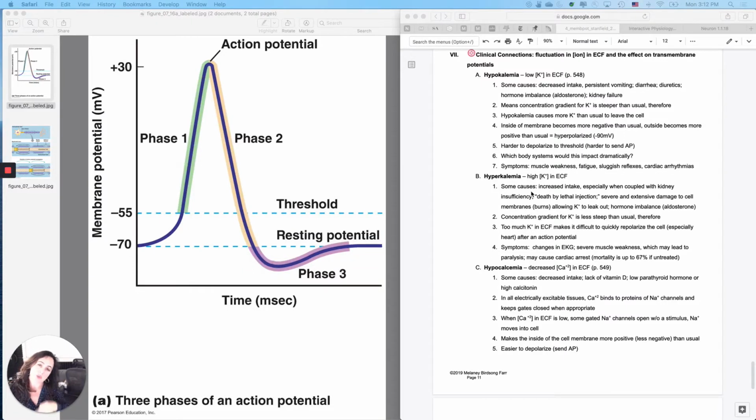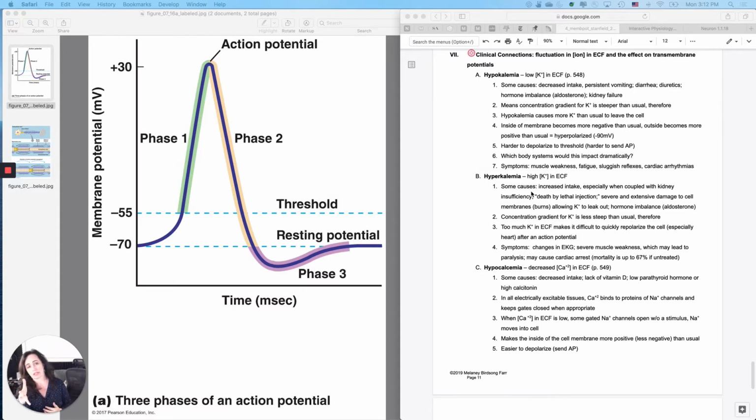Let's talk about some disorders that can affect membrane potentials and therefore action potentials. So these clinical connections that are in your notes in almost every set are to reinforce the normal physiology, not because this is a patho class, but I do generally test on at least one of these on every test. I won't tell you which one.